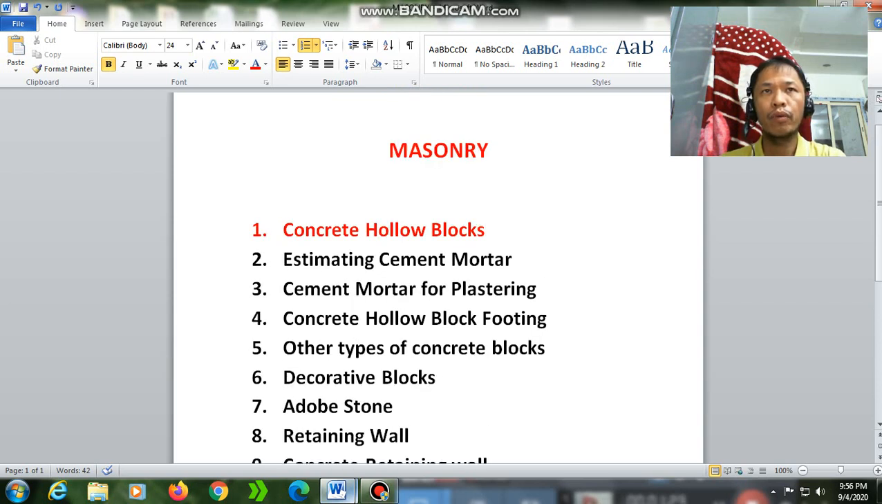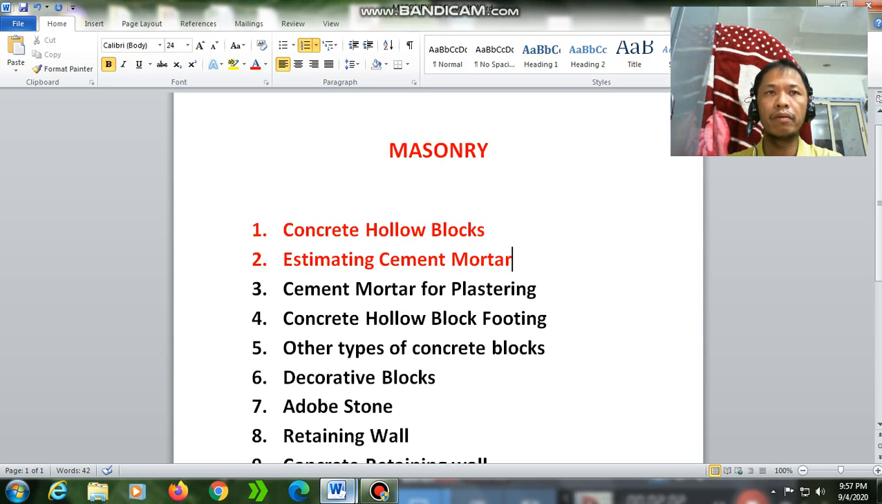So, concrete hollow block, ito po yung na-topic na natin. So, we are completed for concrete hollow blocks. The second one is the estimating of cement mortar for concrete hollow blocks. So, we are also completed for this one. So, now, our topic is the third one, which is cement mortar for plastering. This is for hollow blocks. Okay?